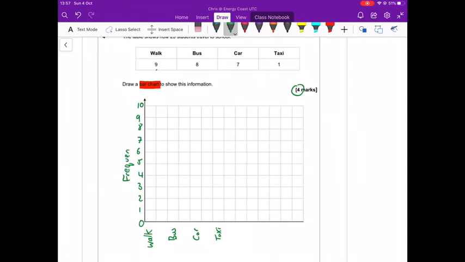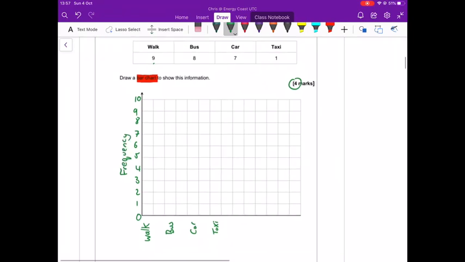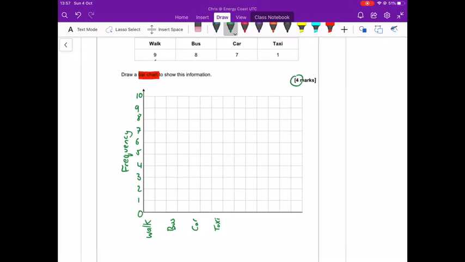frequency, okay? So if you haven't got anything else to write here, that's what you write. It just means how many. That's all the word frequency means. And on the bottom, I'm just going to write something like mode of transport or just transport, okay? And that's all I need to do to set up a bar chart.